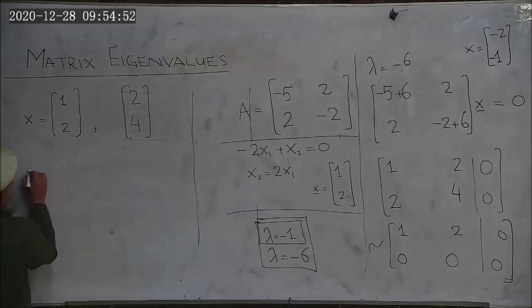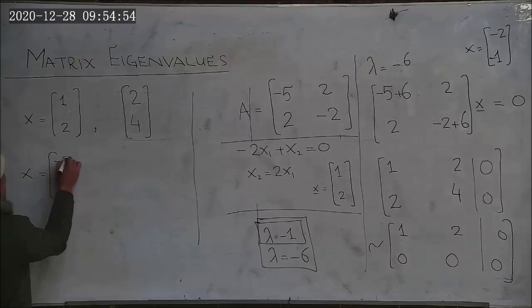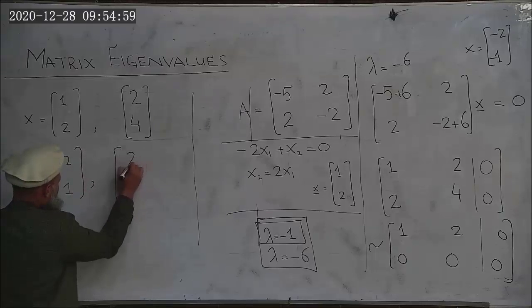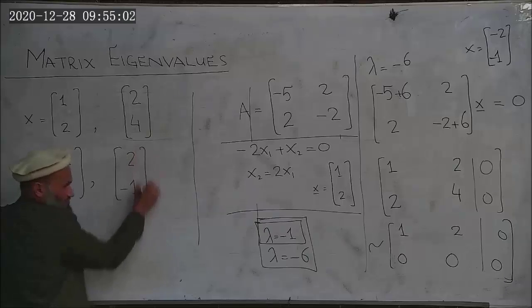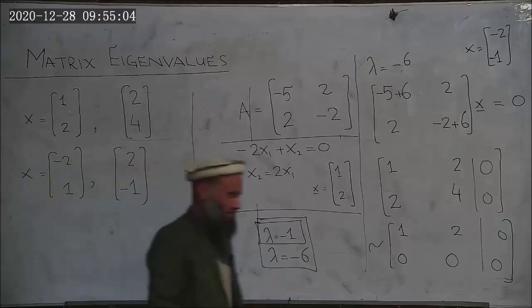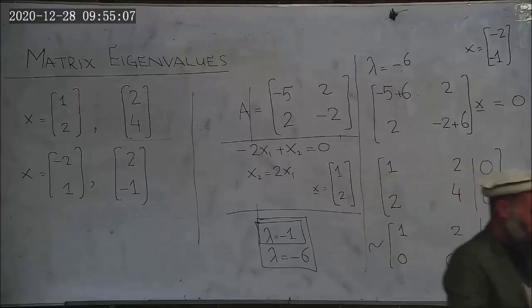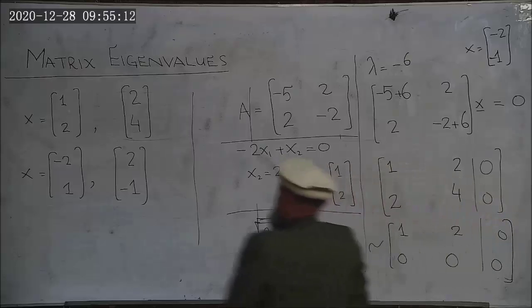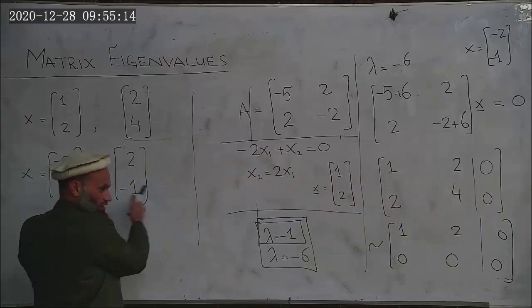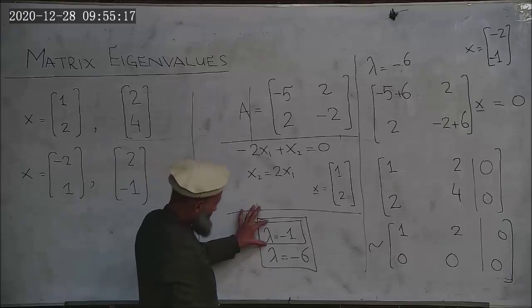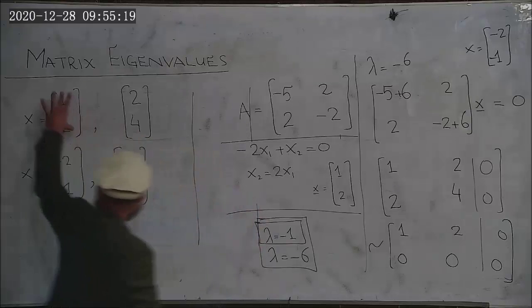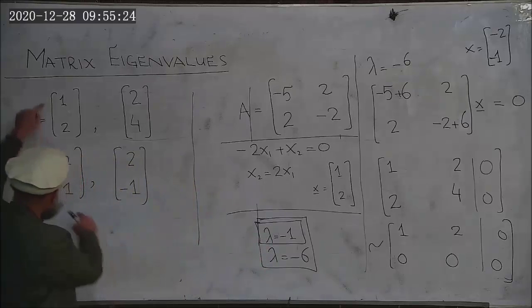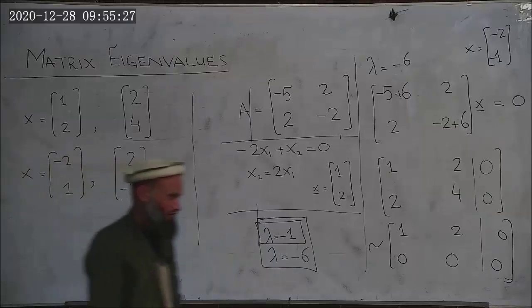Similarly, this one, -2, 1, is an eigenvector. Another eigenvector is this one. This is another eigenvector, and there are infinitely many eigenvectors. Among them, these can be linearly dependent. Corresponding to this eigenvalue, we have an eigenvector. Corresponding to this eigenvalue, we have another eigenvector. These two eigenvectors are linearly independent.